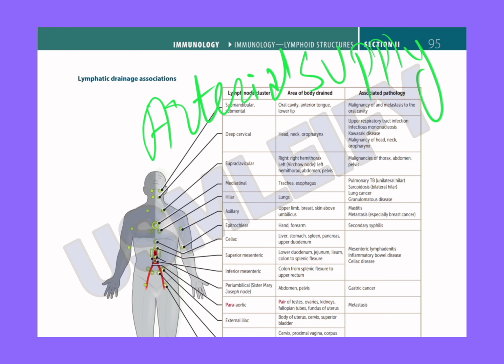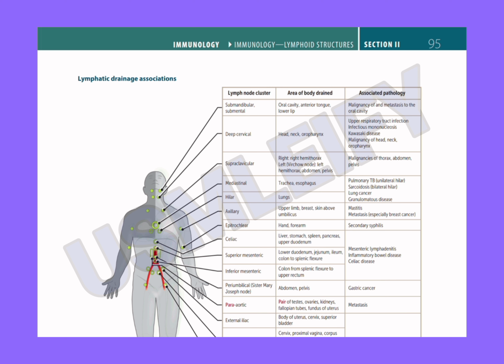And it basically predicts the specific pattern for cancer metastasis. It predicts that skin drains into the superficial nodes, whereas the organs drain into the deep nodes. And clinically, it predicts where the cancer or infection is going to spread. So let's talk about the different lymphatic drainage and the associated pathology.